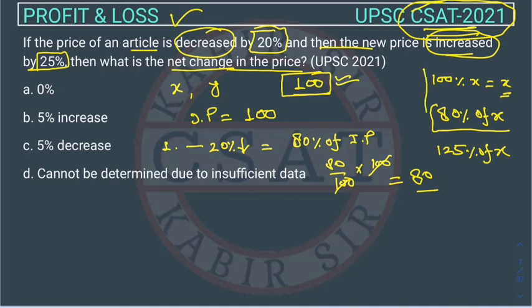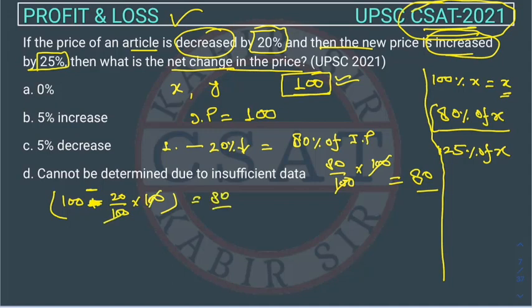If you are not understanding this, you can directly write the initial price is 100 plus 20% of 100, and you can solve this. Oh, there is a decrease actually. So here the minus will come, not the plus, right? So it will be minus. If you solve this, it will come 80 rupees only, right?